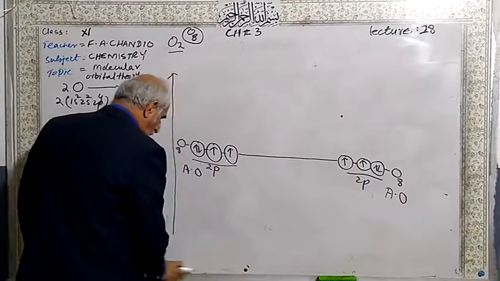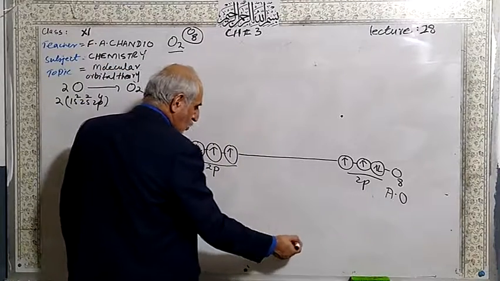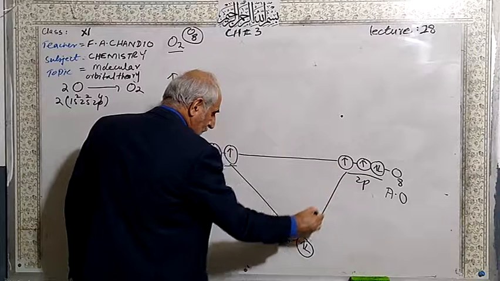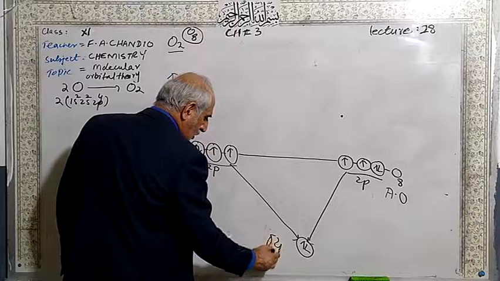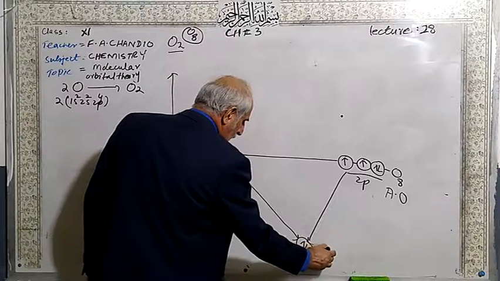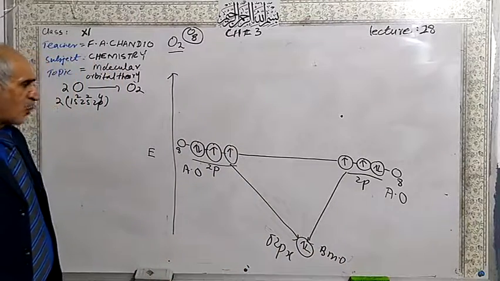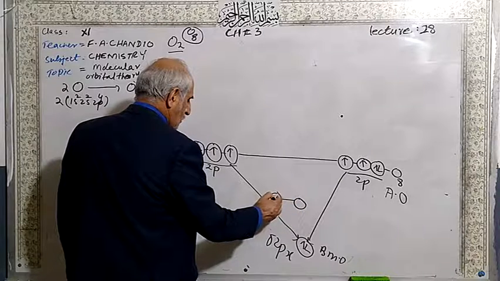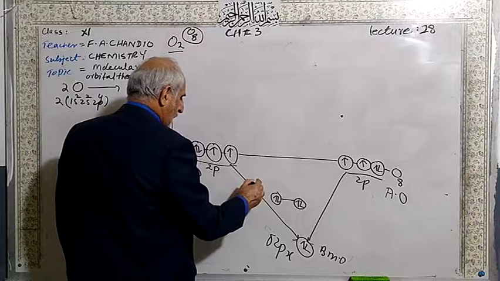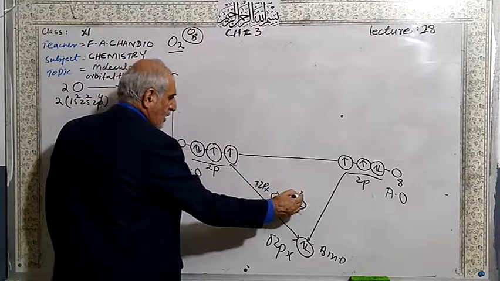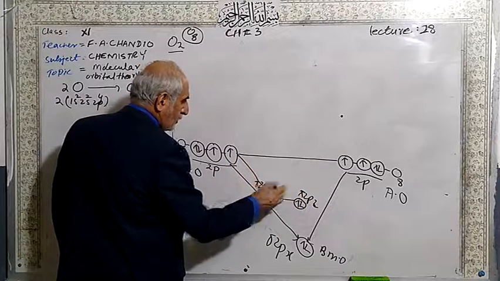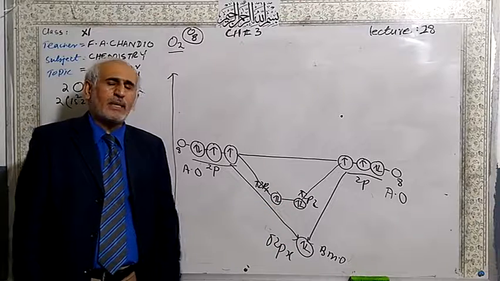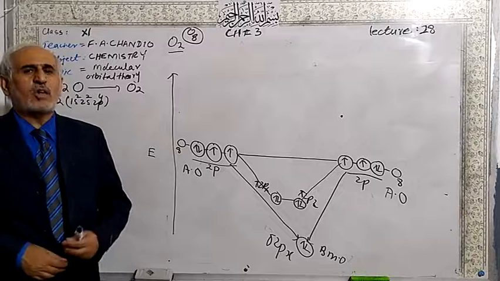So I told you for the oxygen, you have to first fill 2px, lower energy. Sigma 2px bonding molecular orbital. Sigma 2px has the lowest energy. Then we have to fill with a pi. This is the pi 2py and this is the pi 2pz. Sigma 2px has lower energy than the pi 2py, pi 2pz in the case of oxygen.